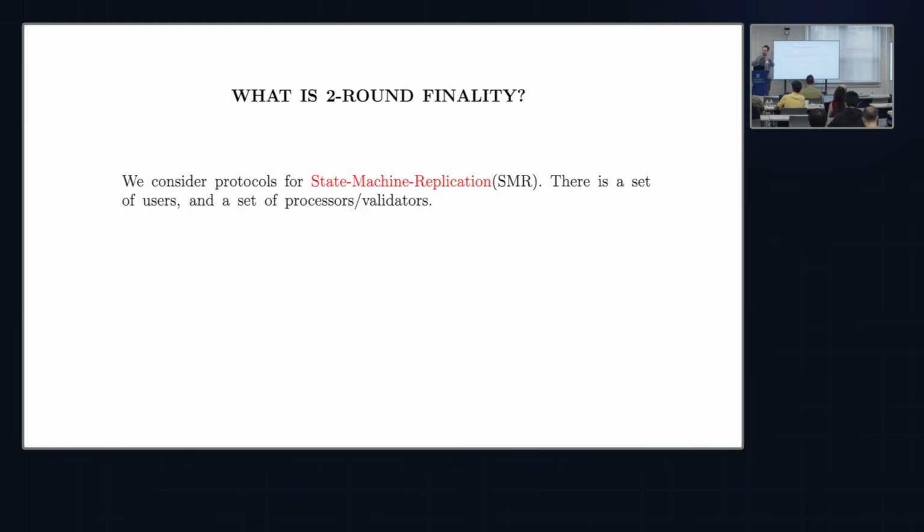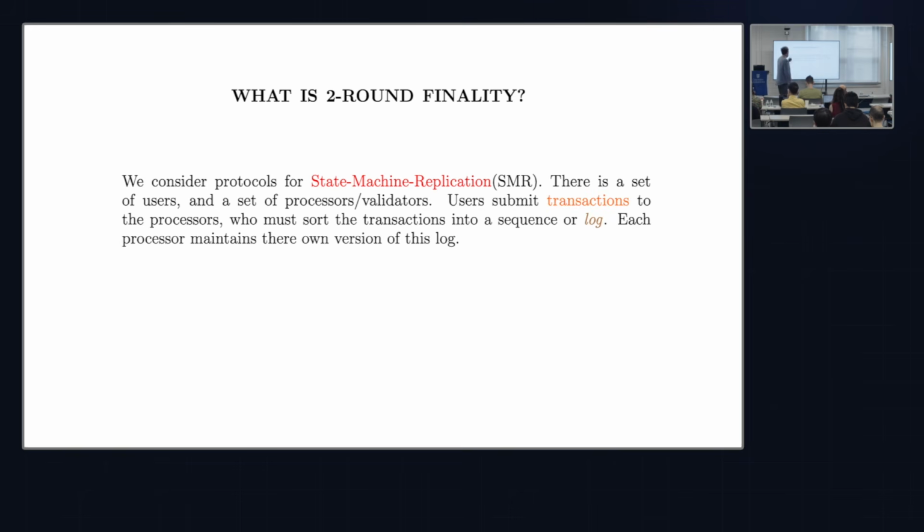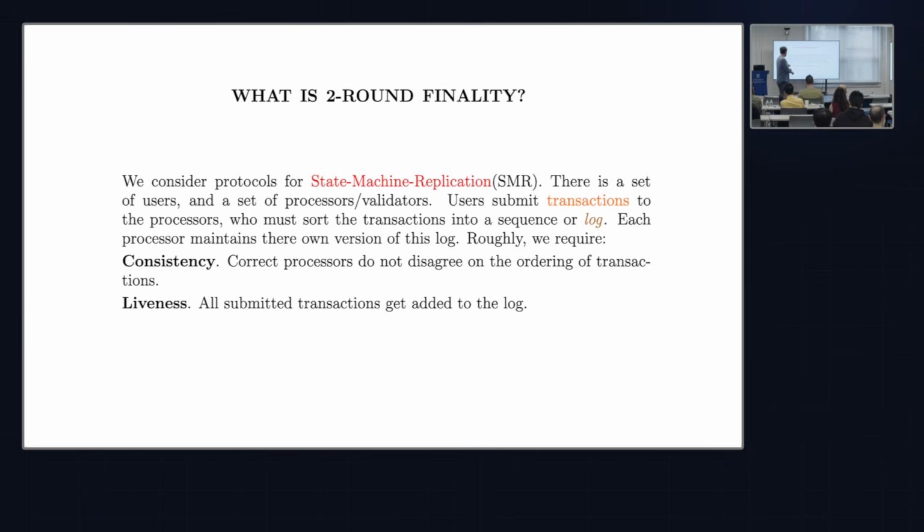Okay, so throughout the talk today, we're talking about protocols for state machine replication. I presume everyone's familiar with SMR. This is just what blockchain protocols have to do, right? So just informally speaking for now, we have a set of users or clients, and then a set of, sometimes they're called validators, sometimes I'm going to call them processors. The users are submitting transactions to the processors, and the processors then have to sort the transactions into a sequence or log, if you like. Each processor maintains their own version of this log.